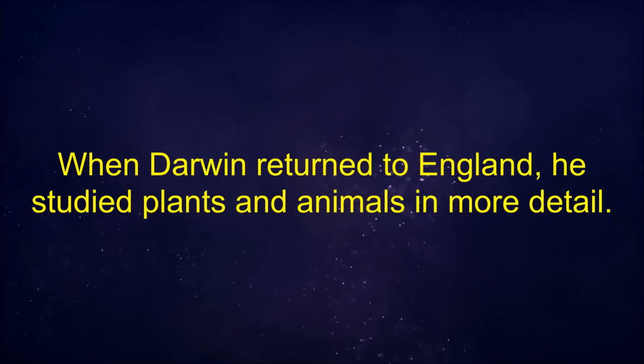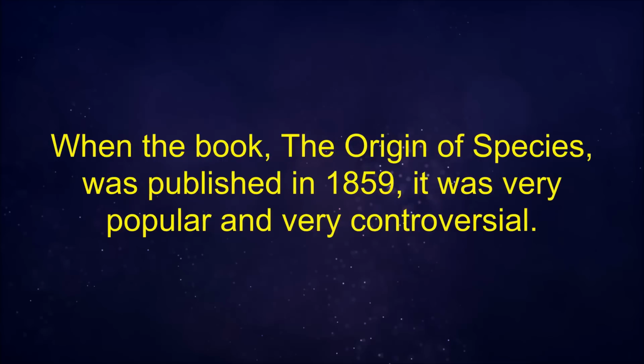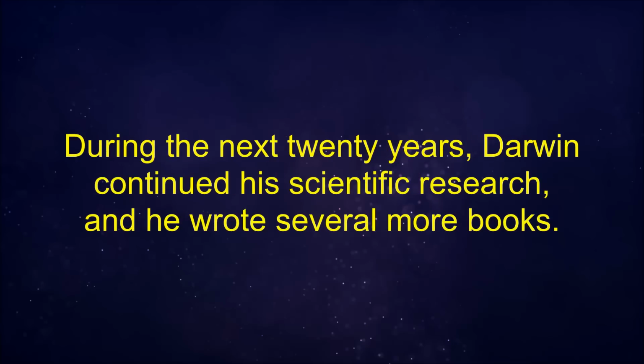When Darwin returned to England, he studied plants and animals in more detail. After much research, he began writing a book about his theory of evolution by natural selection. When the book The Origin of Species was published in 1859, it was very popular and very controversial. During the next 20 years, Darwin continued his scientific research, and he wrote several more books.